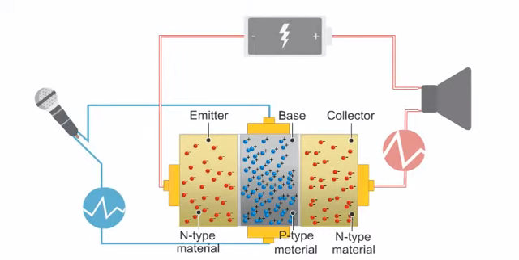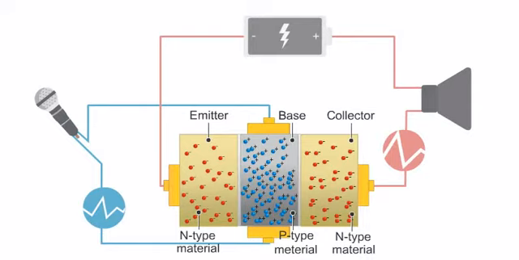The output circuit, which is supposed to drive the speaker, is connected between the collector and the emitter ends. The input circuit will be connected between the emitter and the base terminals. The amplifier's output circuit is connected to the emitter and the collector. The input circuit is connected to the emitter and the base.